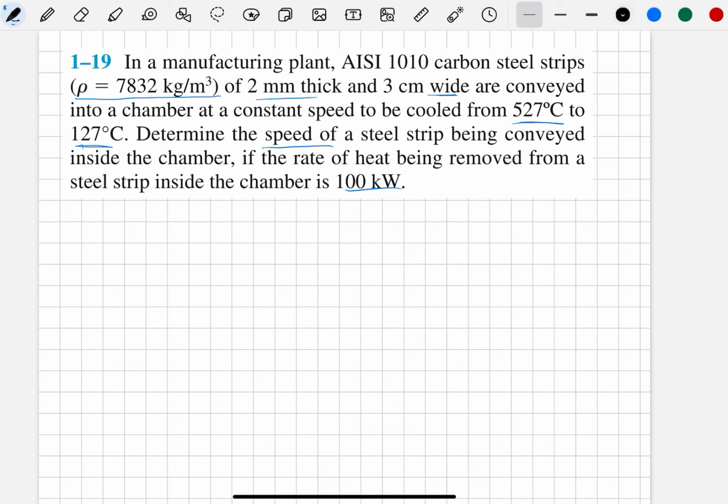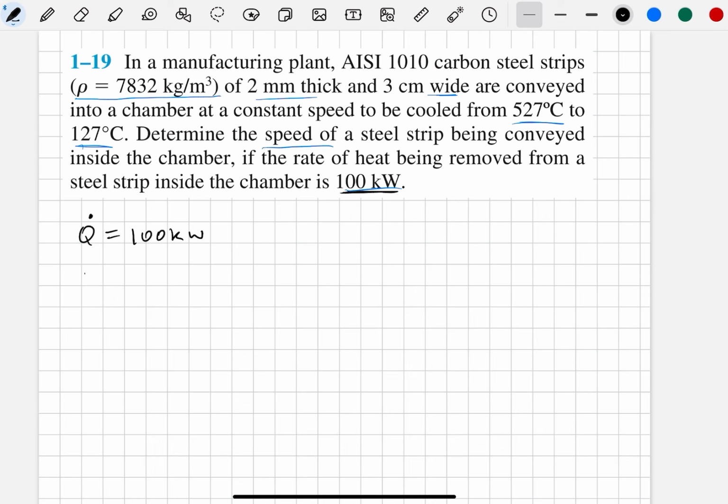One of the things that I always like to do is write the things that I'm given. If you're still a little confused about some stuff, I tend to go with the units. The units will help guide your entire problem. I know that this here is watts, kilowatts, and that refers to the rate of energy transfer, which is 100 kilowatts.